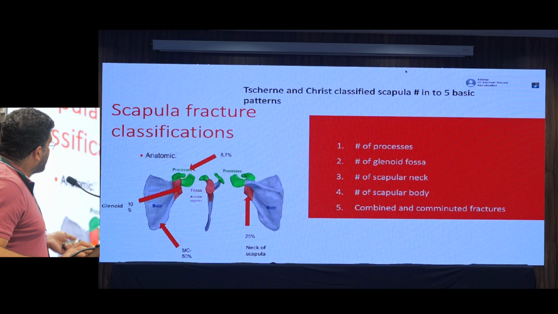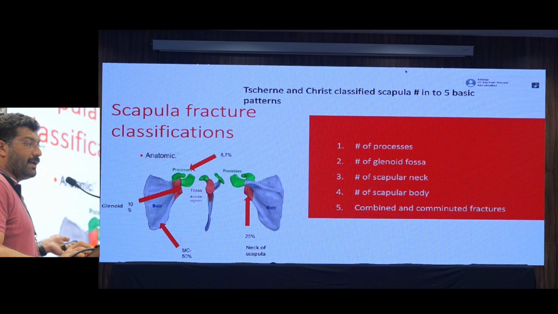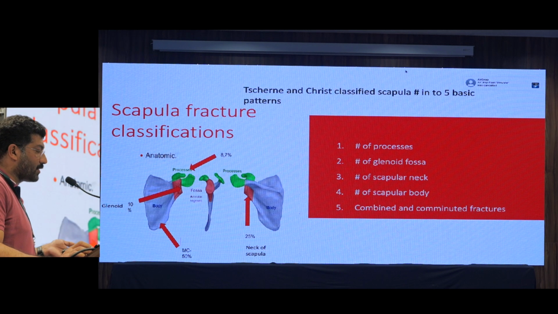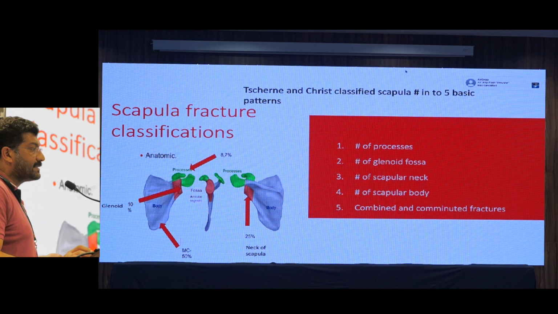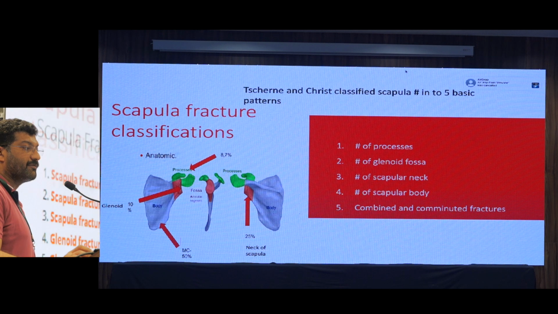Coming to the classification, these are the parts of the scapula. 10% of the fractures occur in the processes, that is the acromion and the coracoid. Around 7% are in the processes, 10% in the glenoid fossa, 25% in the scapular neck, and 50% in the scapular body. The other small part is combined and comminuted fractures.